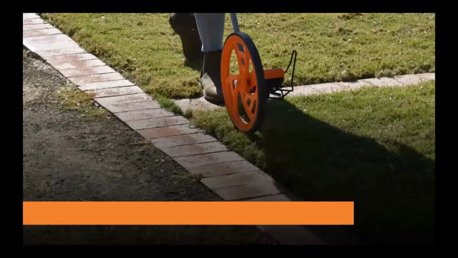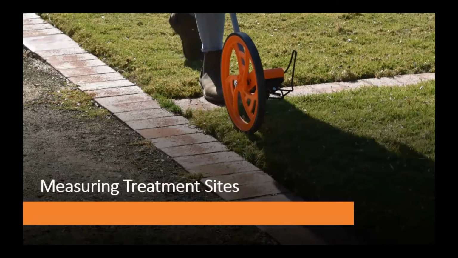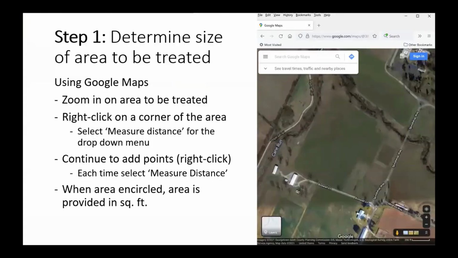As mentioned earlier, it's also important to accurately measure the site you're going to be treating. You can determine the size of the area you're going to treat by using Google Maps. First, zoom in on the area to be treated. Then right-click on a corner of the area. Select Measure Distance from the drop-down menu. Next, continue to add points by right-clicking, and each time select Measure Distance. When an area is encircled, the area is provided in square feet.